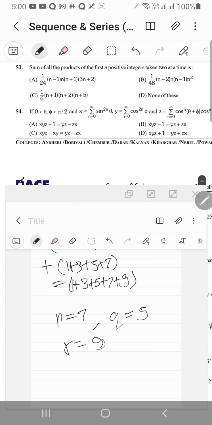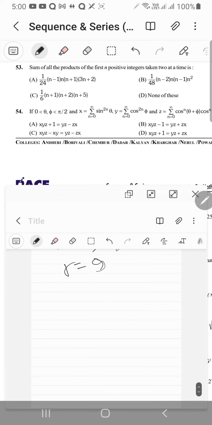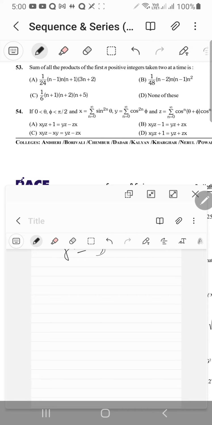Sum of all the products of the first n positive integers taken 2 at a time. Yeah, so all of the pairs, right? One way to do this is, just think about it. You got a bunch of numbers, say a1 plus a2 plus a3 all the way to an. You got all of these, you square this.